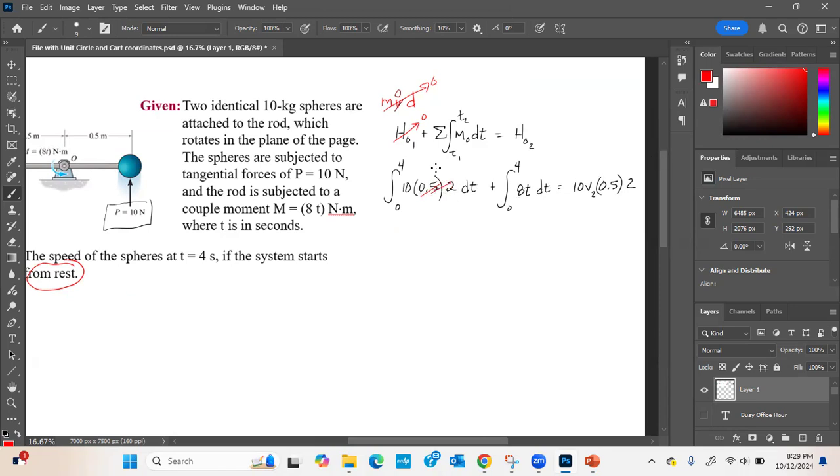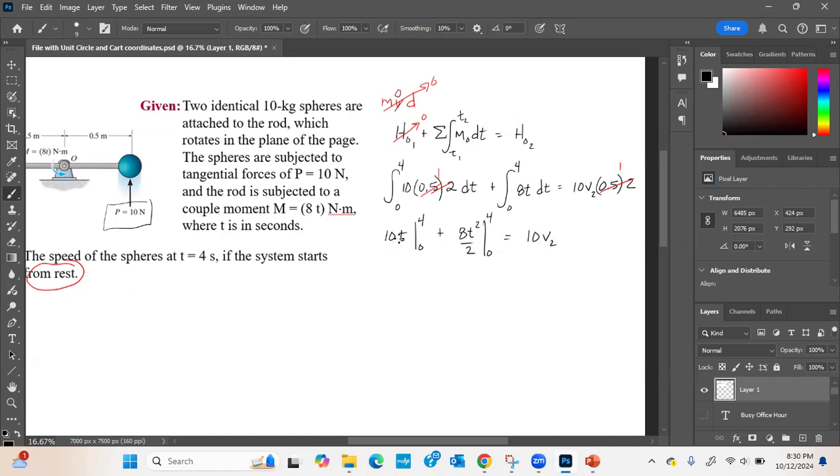Half of 2 is 1. So we've got 10. Take the integral, becomes 10t. And this will go from 0 to 4. And we'll add to that the integral of 8t, which becomes 8t squared over 2, evaluated from 0 to 4, equals, half of 2, once again, is 1. So this will equal 10 v2.